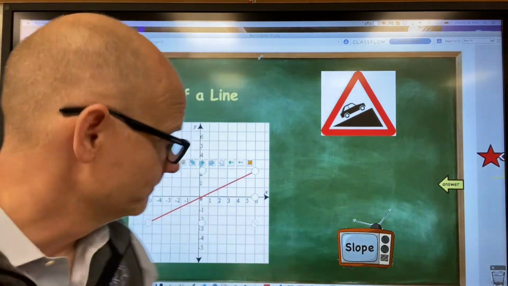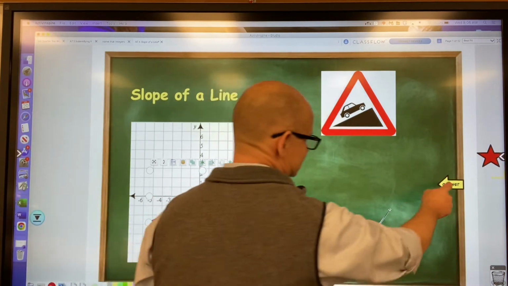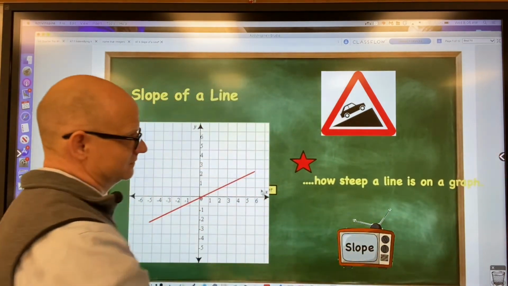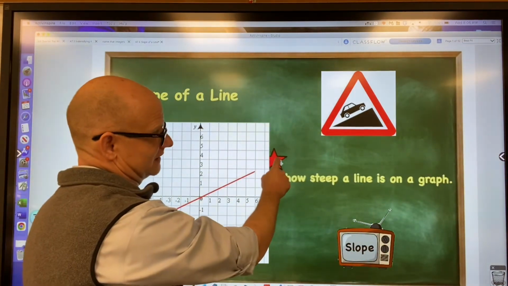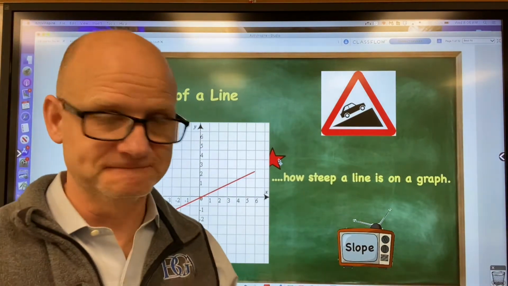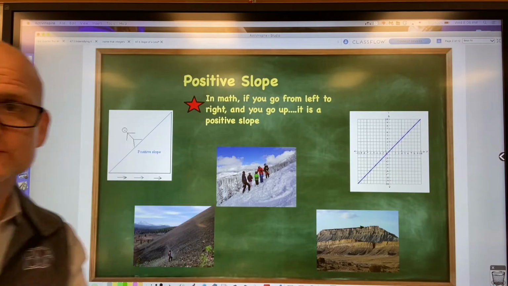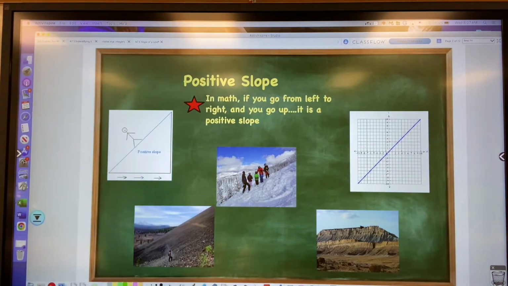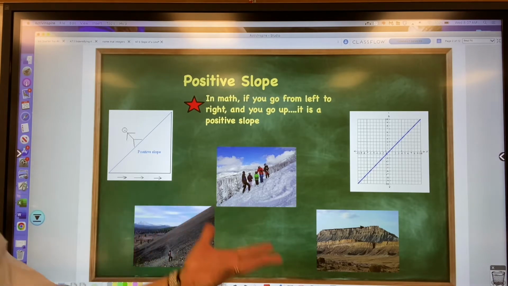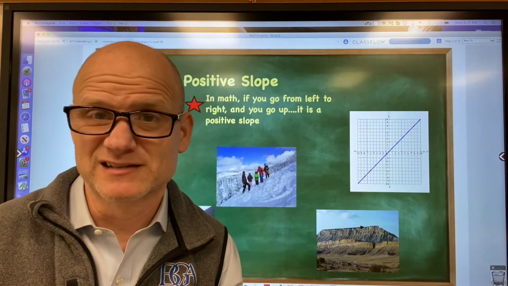Okay, so anyway, you could write this down. This is not very mathematical, but slope is just how steep a line is on a graph. So let's move forward. We have positive slopes, okay? That just says the line goes from left to right and it's going upward. Positive slope makes perfect sense.